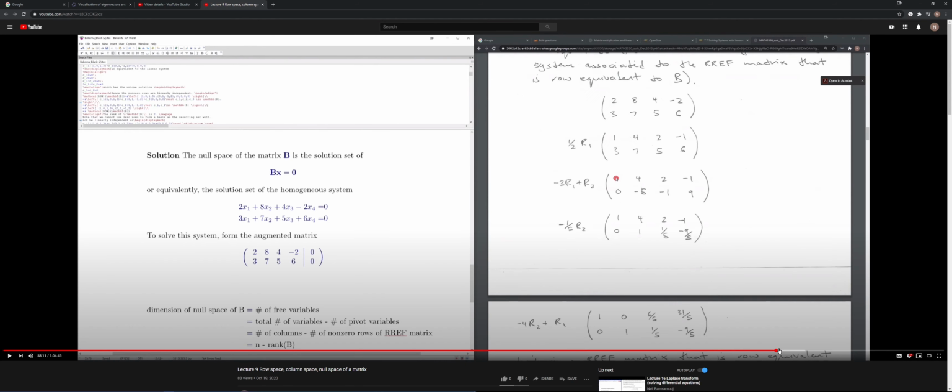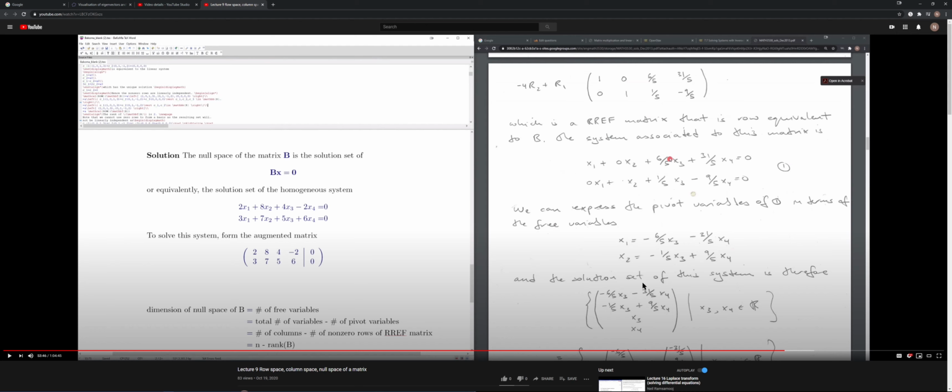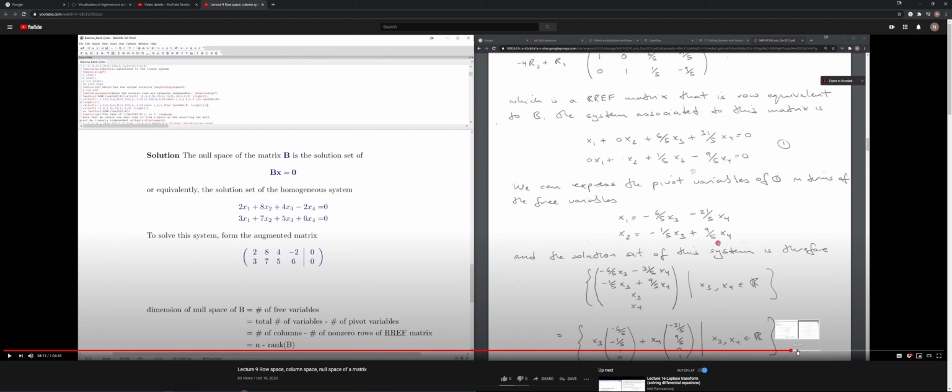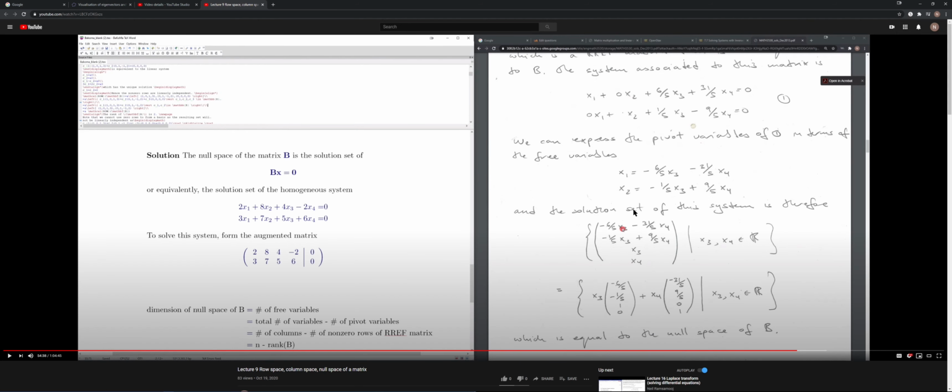Right, you form your associated system over here, and then from this associated system you get your solution set, and you can write your solution set. Next thing that is useful to know is that once you have your solution set expressed in terms of your free variables, you could always rearrange it so that you get it as a span of vectors. Notice here I have the span of these two vectors.